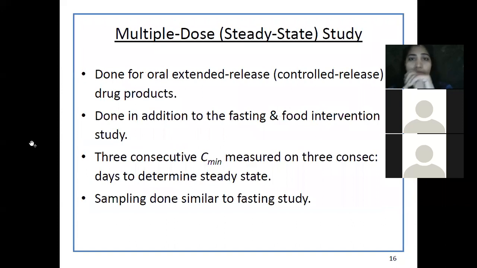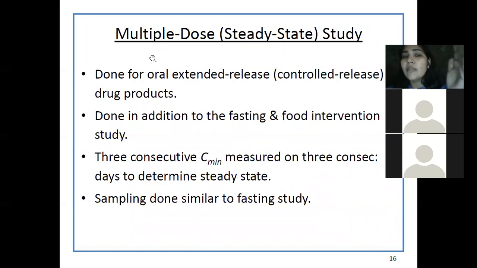Okay. Then multiple dose steady state study, done for oral extended controlled release drug products, and done in addition to fasting and food intervention study. 3 consecutive C minimum measured on 3 consecutive days to determine the steady state. So 3 consecutive C minimum means minimum concentrations will be measured consecutively in 3 days to determine the steady state of the multiple dose that you have given of that particular drug. Then sampling done similar to the fasting study. So sampling in the sense the blood withdrawal part will be the same as that of the fasting study.